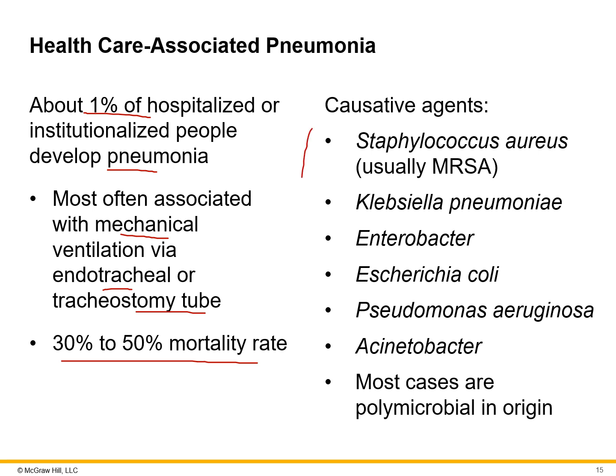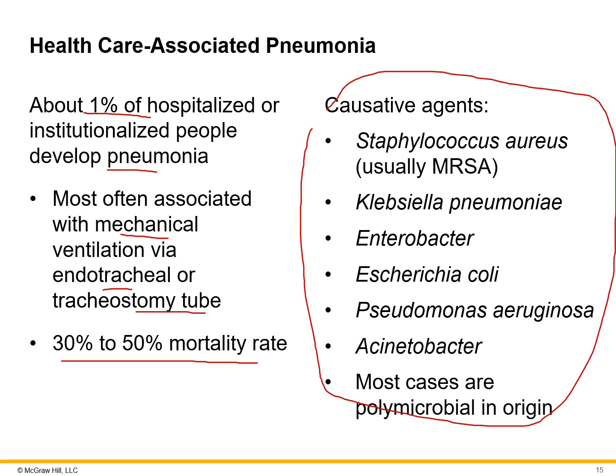As you can see, there are lots of causative agents that can lead to this. MRSA, for example, like Staph aureus, Klebsiella pneumoniae, Enterobacter, E. coli, Pseudomonas aeruginosa, Acinetobacter, and a lot of them are polymicrobial, meaning it's more than one of these agents causing it. So there are different causative agents than what we've seen with the community-acquired.